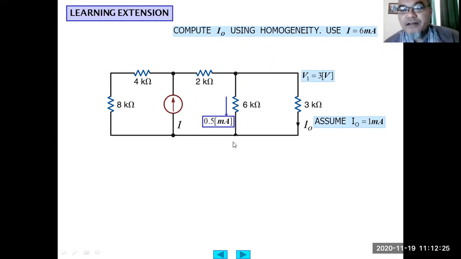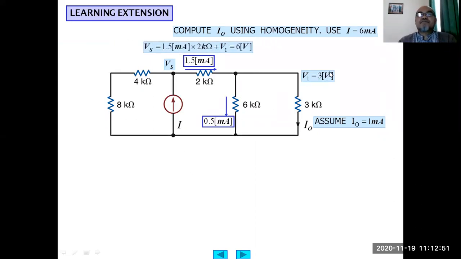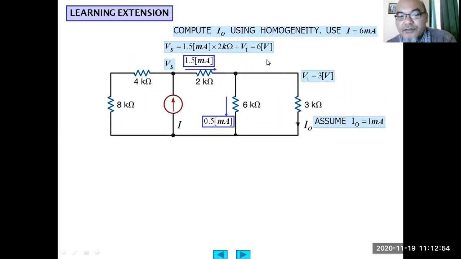0.5 milliampere plus 1 milliampere equals 1.5 milliampere. Then from here, we can obtain Vs, because this is 1 milliampere. Vs, the voltage at this point, will be equal to this current multiplied by this resistor plus the voltage at this node. 1.5 milliampere times 2 kilo ohm equals 3 volt, plus 3 volt, so equals 6 volt. So 6 volt is the voltage here.